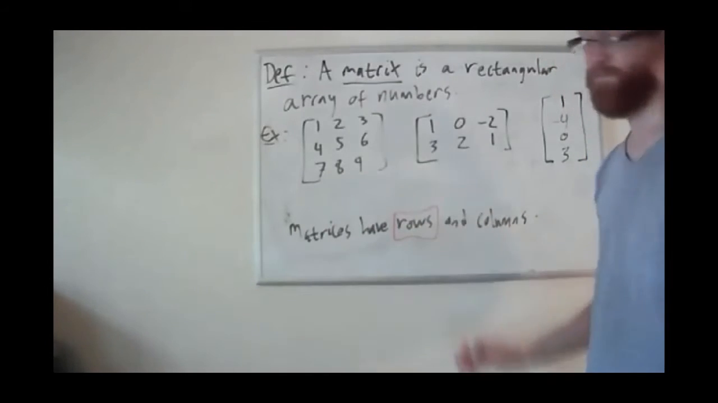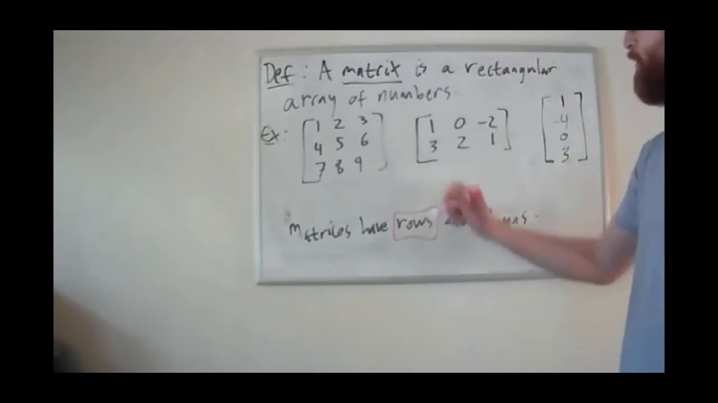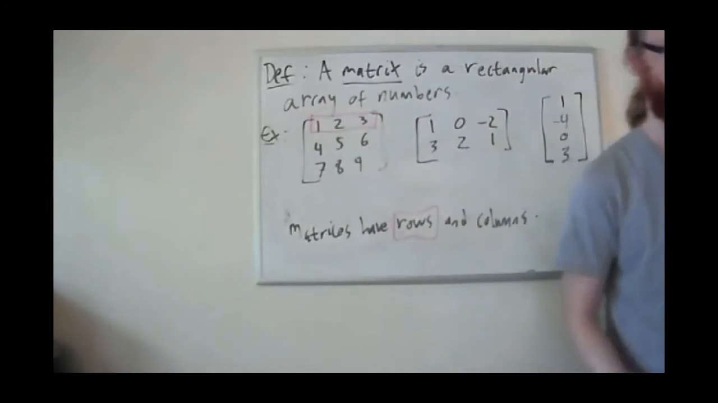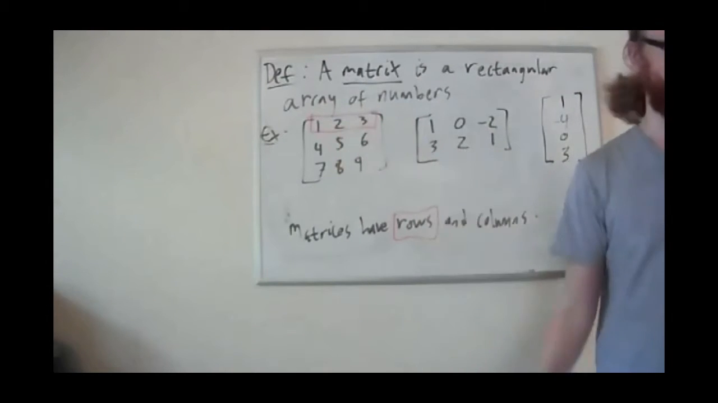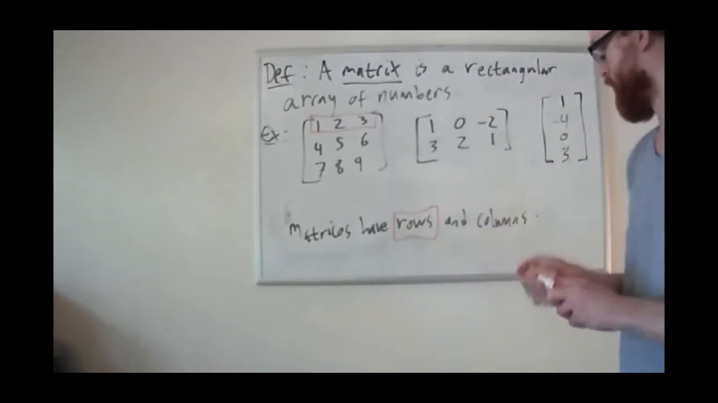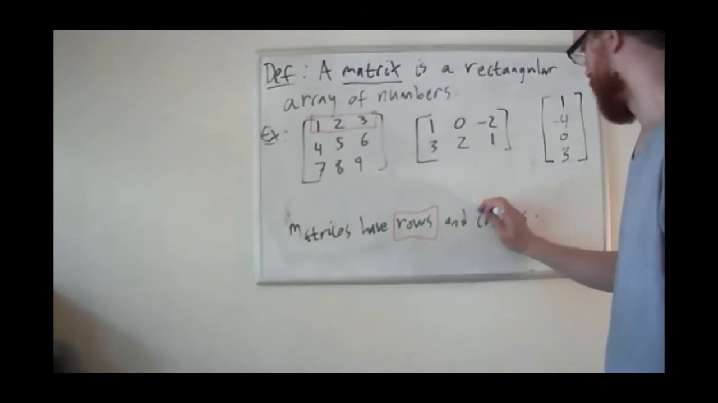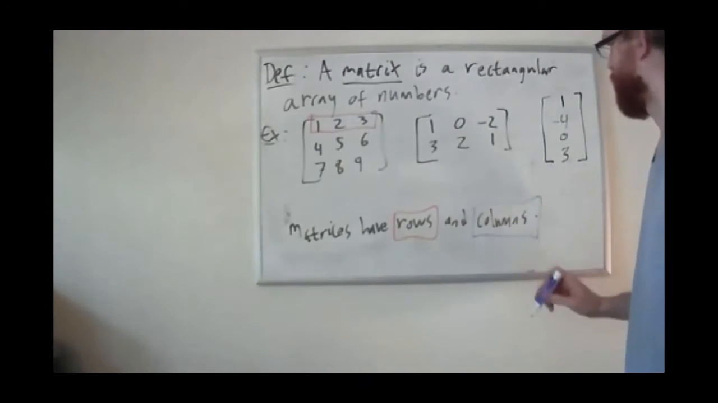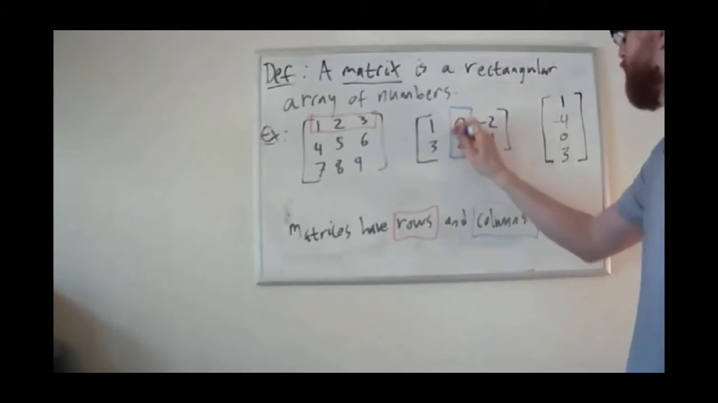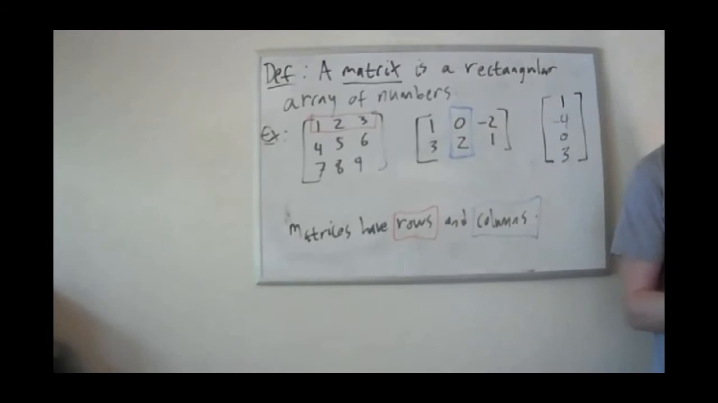Rows are horizontal, so for example, this is a row of that matrix. This 1, 2, 3 is one of the rows of that matrix. And columns, on the other hand, are the vertical things. They go up and down. So here's a column. 0, 2 is one of the columns of this matrix.